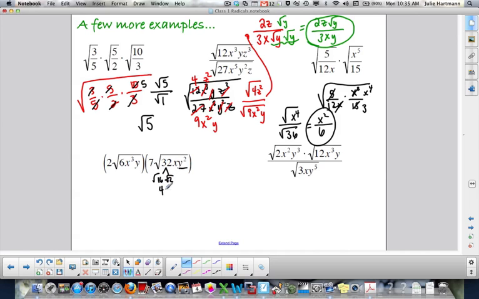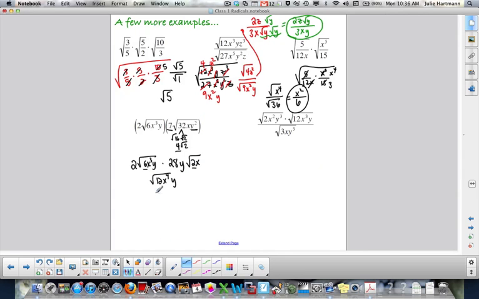So what I can do here is I have the 7, and I have a 4 come out, so that's 28. I know the square root of y squared is y. What's still left inside is a 2 and an x. Now over here, I'm just going to leave everything as is. Because now when I multiply, I have 6 times 2, which is 12. I have x cubed times x, which is x to the 4th, and I have a y. So, from there, I have 2 times 28 is 54, and a y on the outside.